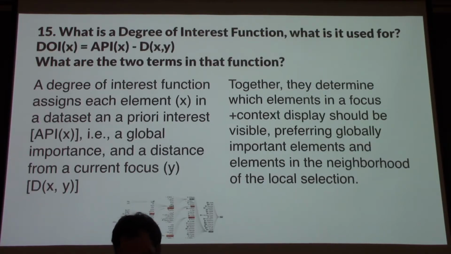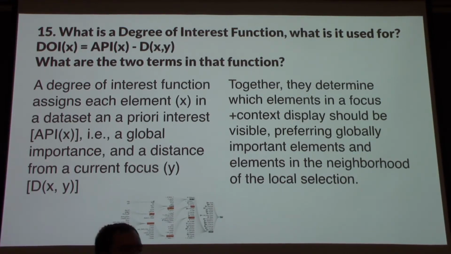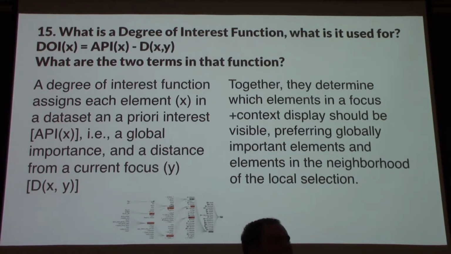Here the number is wrong, it should be 12, but what is the degree of interest function? What is it used for? This is again a very important concept. The degree of interest function tells us about a focus and context idea.